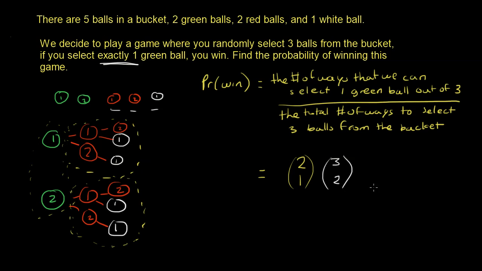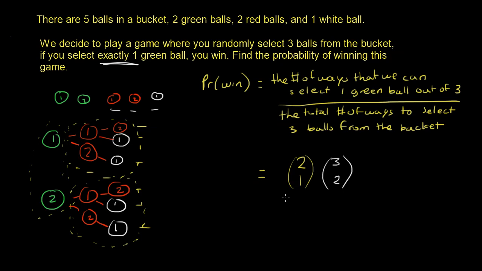Now, when we multiply this, 2 choose 1 times 3 choose 2, I hope it comes out to be 1, 2, 3, 4, 5, 6, and it will. We'll show that here in a minute. So the number of ways I can select 1 green ball out of 3 should be 6, and this is the way we would calculate this in case you have a more general problem where you're not able to actually list out all the different possibilities.